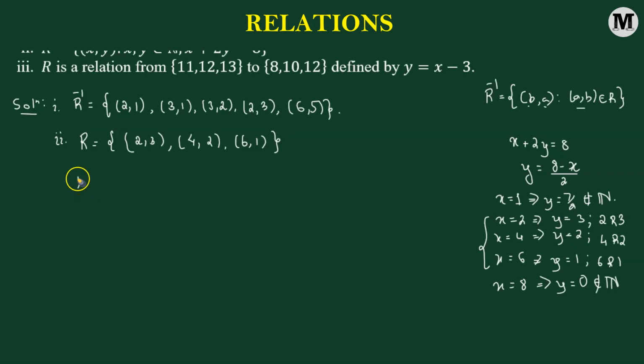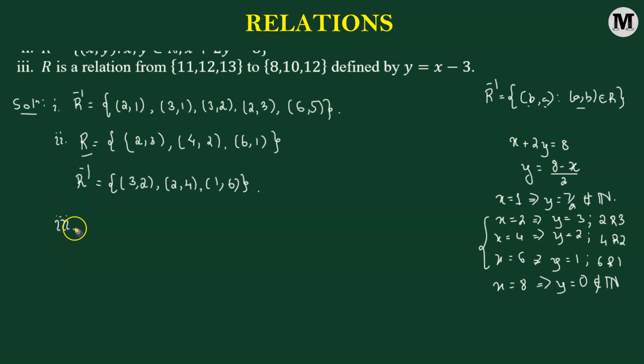Now that we have R, we can find out its inverse. So what will be the inverse of the relation? That's simply going to be, so (2, 3) becomes (3, 2). Then we have (4, 2), that becomes (2, 4). And then we have (6, 1), so that becomes (1, 6). So this is going to be the inverse relation of the relation R. Okay, fine. Let's go to the third problem.